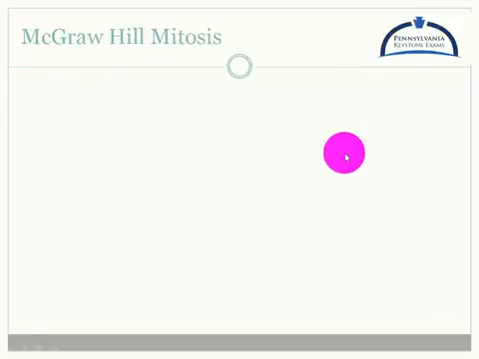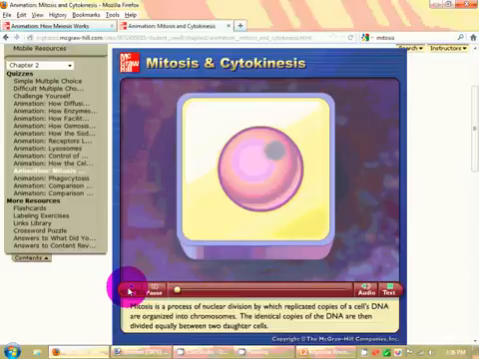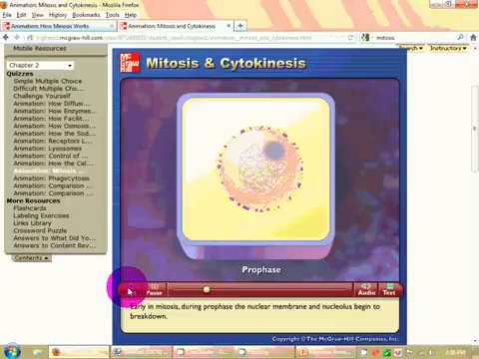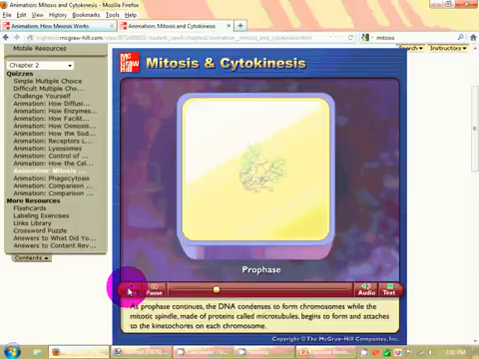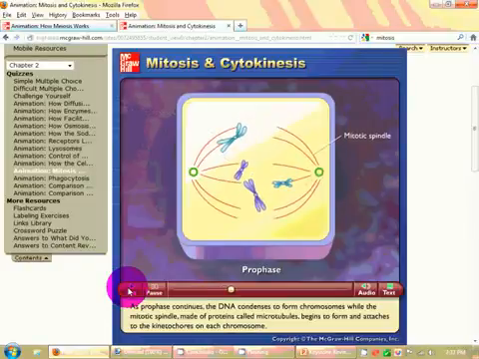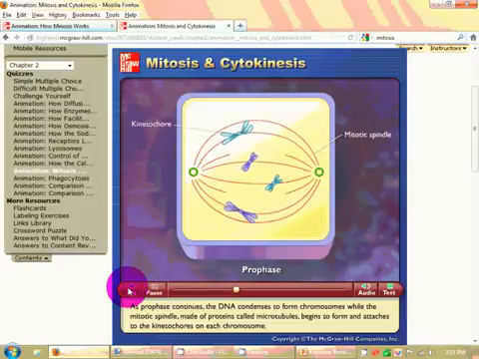McGraw-Hill has a really nice video on mitosis, so we're going to look at that to try to pull everything together. Mitosis is a process of nuclear division by which replicated copies of a cell's DNA are organized into chromosomes. The identical copies of the DNA are then divided equally between 2 daughter cells. Early in mitosis, during prophase, the nuclear membrane and nucleolus begin to break down. As prophase continues, the DNA condenses to form chromosomes, while the mitotic spindle, made of proteins called microtubules, begins to form and attaches to the kinetochores on each chromosome.